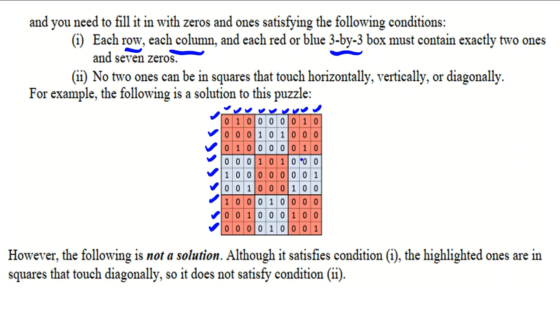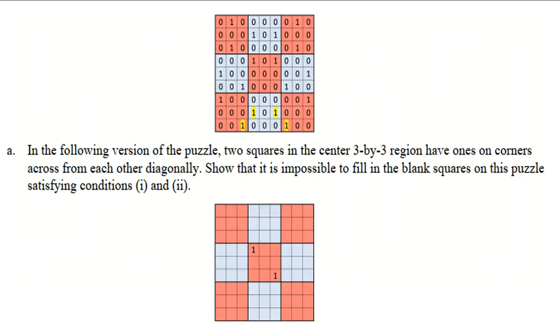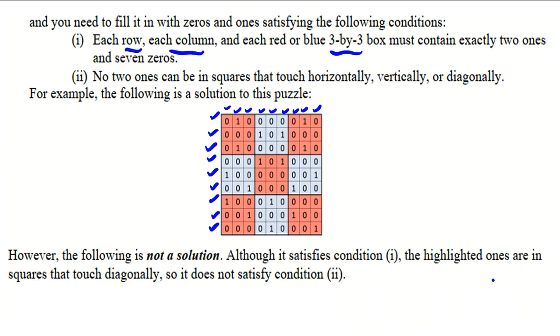And you can see all ones are okay. This one, all cells around that are 0. Okay, so we proved the second part also. However, the following is not a solution, although it satisfies the first condition. Highlighted one, in the second solution, this one, it says it is not a solution.